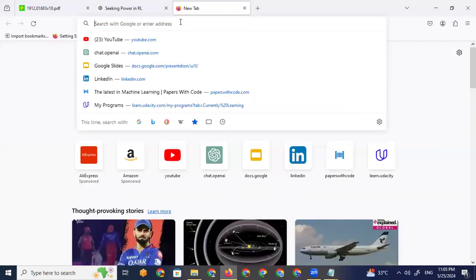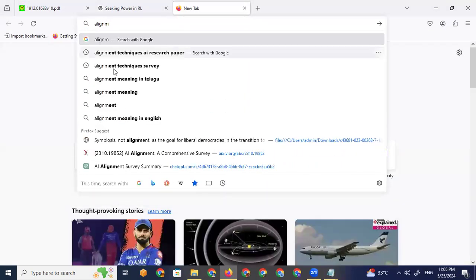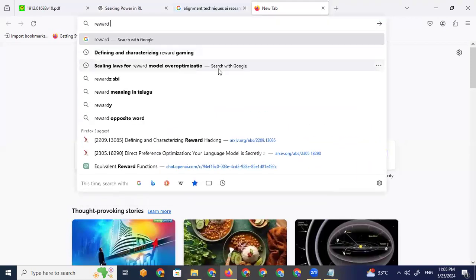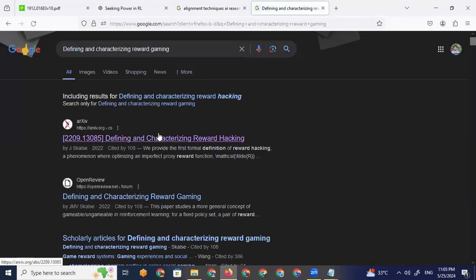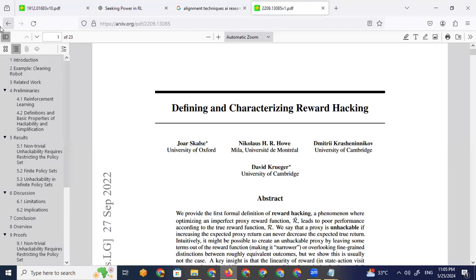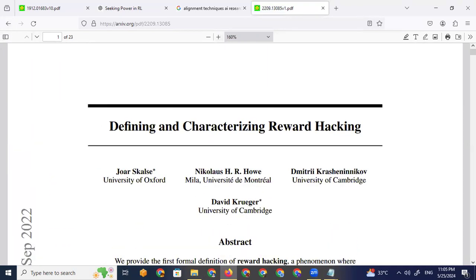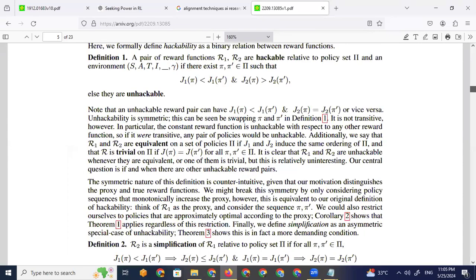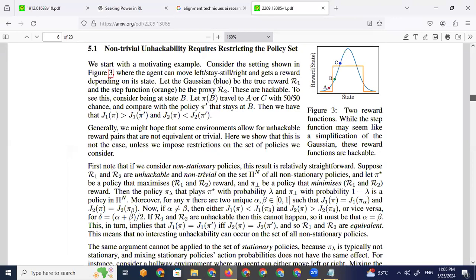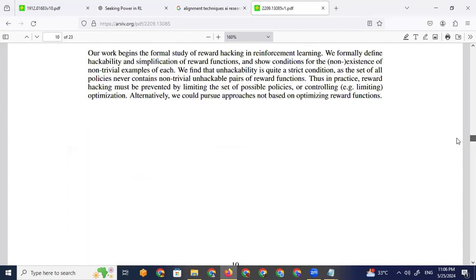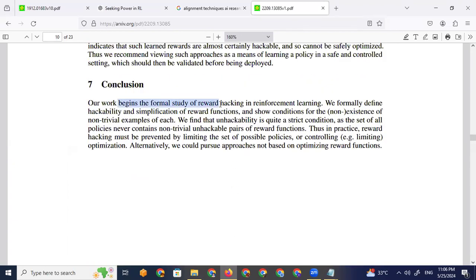So let's get back to the first paper that we started with. This is the paper, and also we have the reward hacking paper, right? Defining and characterizing reward gaming. This is the paper that we have also been reading, from these people of Oxford. From here we got the paper on power seeking. Now let's see the conclusion of what reward hacking is.